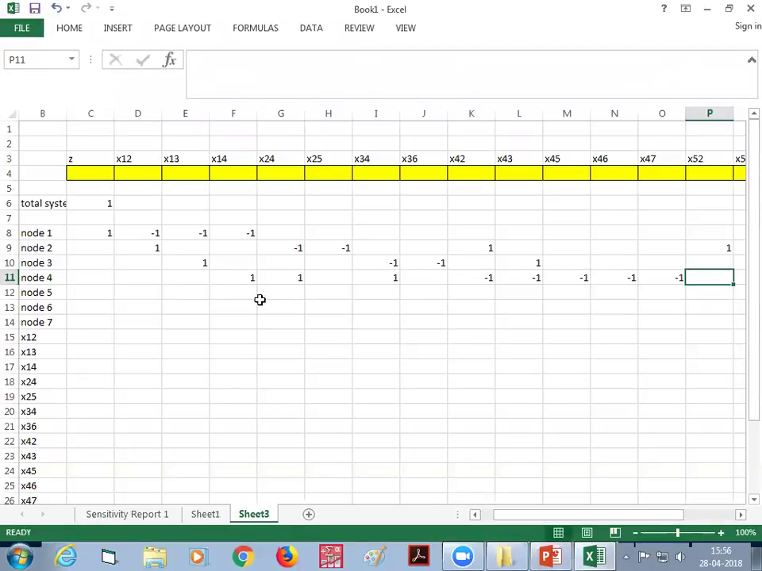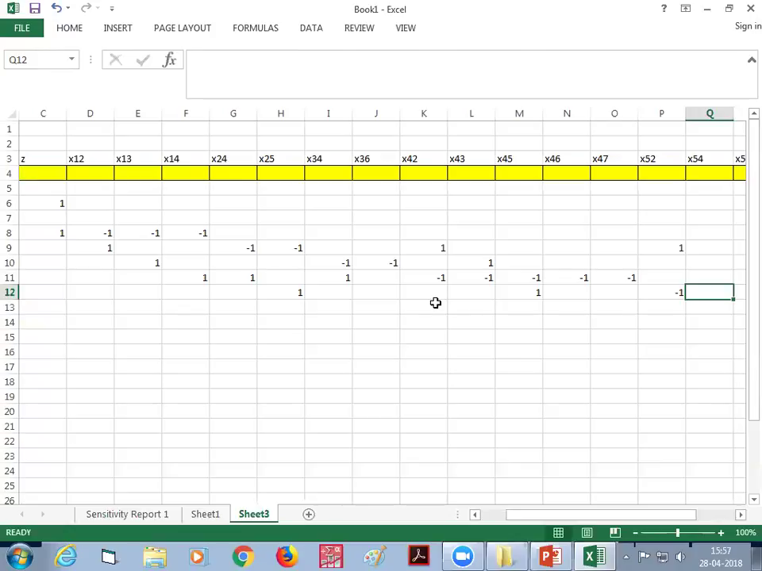Now node 5. It starts here. This is an inflow here: 2, 5, 4, 5. Okay, that's all. And outflow is 5, 2, 5, 4, and 5, 7.